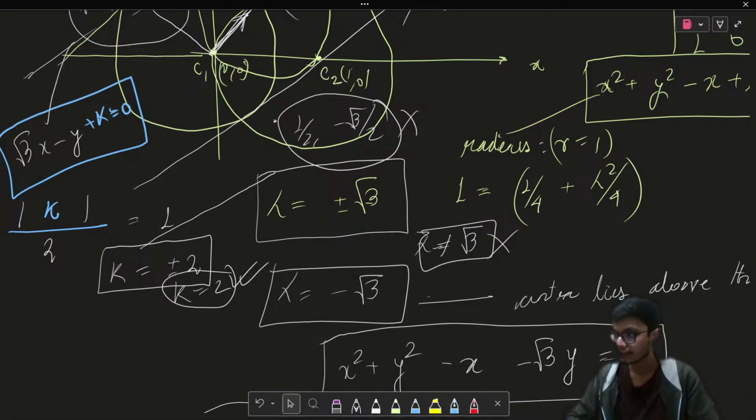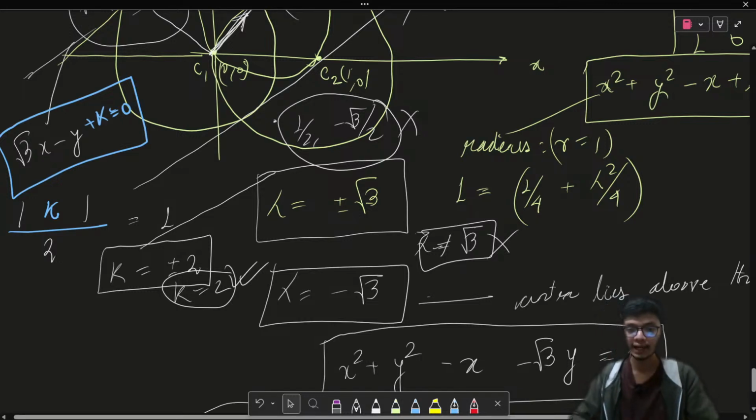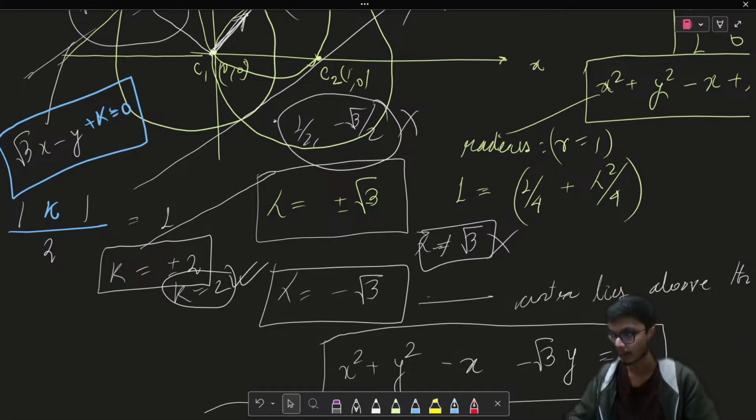Alright, so please carefully observe the statement of the question. Depending on the question, we have chosen the value of this lambda to be negative root 3. That is all you need to recollect and understand in this particular problem. I hope this question is clear to all of you. Great. So with this we have entirely finished our discussion on this chapter of circles, right?